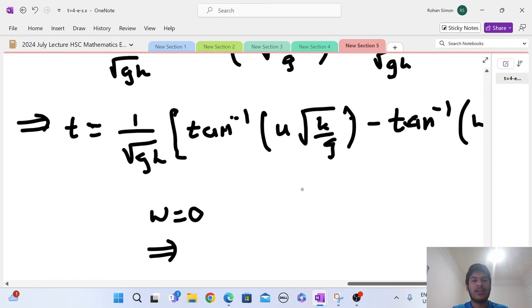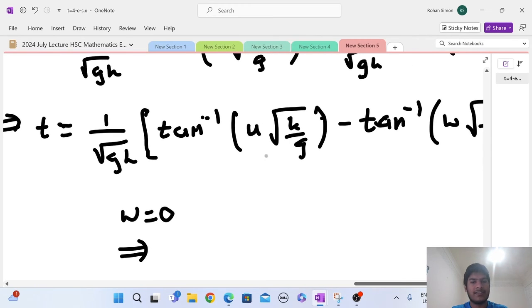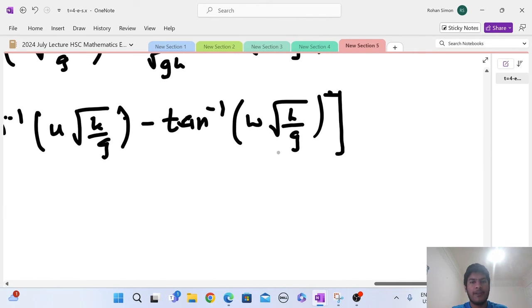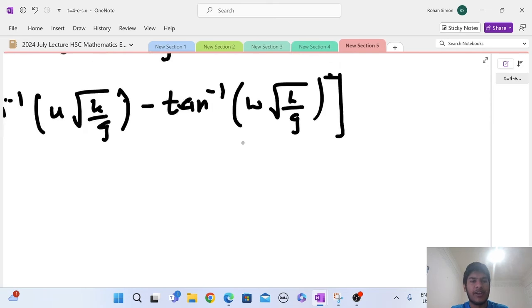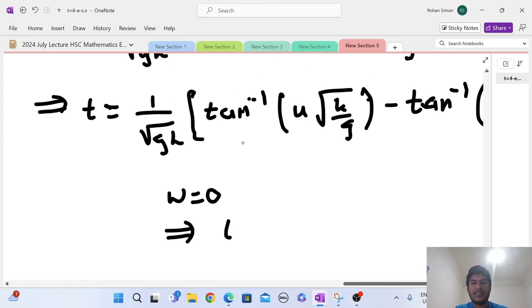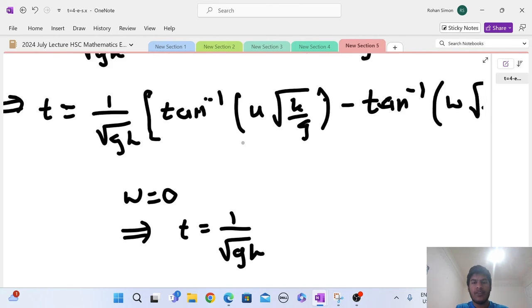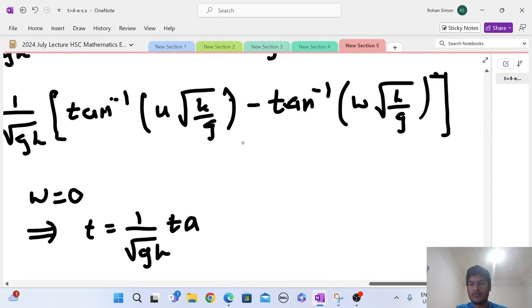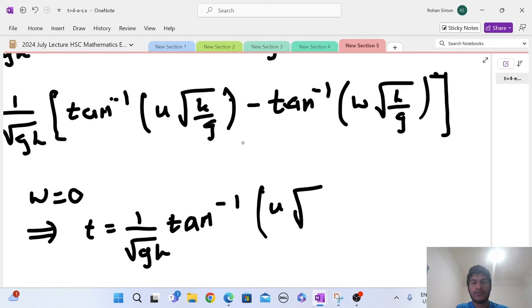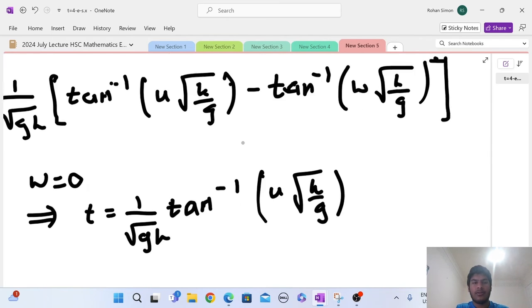Our time expression becomes 1 on root gk tan inverse u root k on g. That's just a constant, remember, that's all constants, minus tan inverse of 0 times square root k on g. Now tan inverse of 0 is 0, hence this term cancels out, and so we are left with t equals 1 on root gk tan inverse of u times root k over g, right?